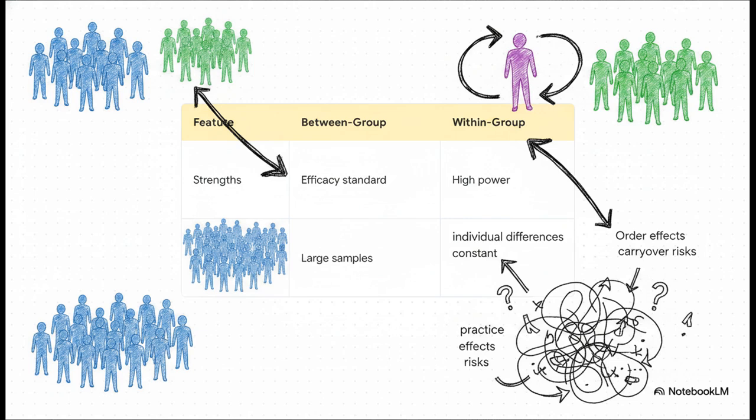Between group designs, they're the gold standard for efficacy, and they completely avoid carryover effects since a participant only gets one treatment. But they require massive sample sizes. Within group designs, on the flip side, require far fewer participants, which makes them perfect for studying rare disorders, and they give us increased statistical power because individual differences stay constant. However, they're highly vulnerable to order effects, practice effects from taking tests over and over, and carryover risks where one phase just bleeds right into the next.